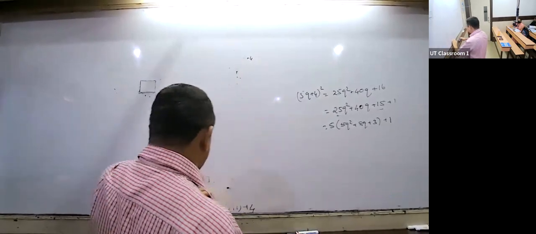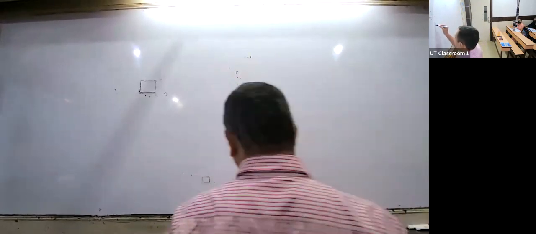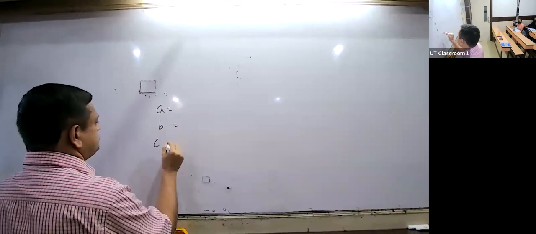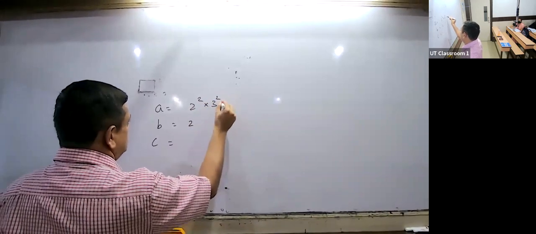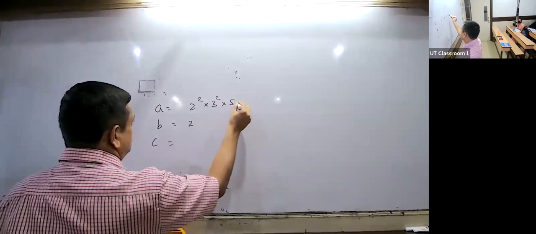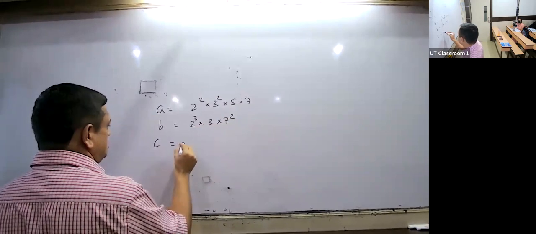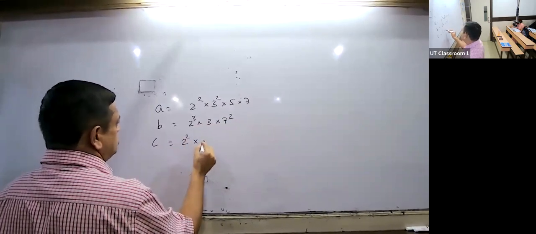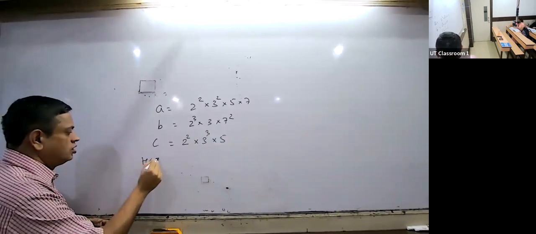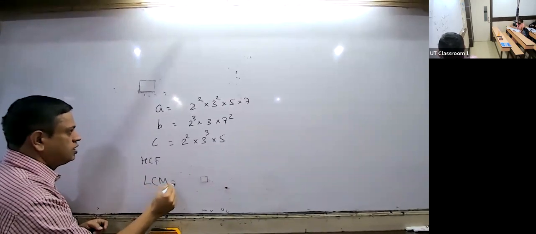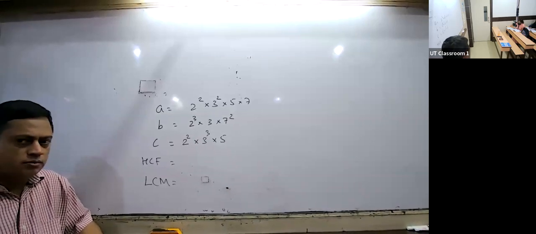Remember, okay. Now, once again, quickly, suppose factorization is given for 2 or 3 numbers, A, B, C. 2 square into 3 cube into 5 into 7, 2 cube into 3 into 7 square, and 2 square into 3 raised to 3 into 5. All of you write what is HCF and LCM. You don't need to multiply and find out. Tell me what is HCF and LCM. Fast, fast. 1 minute only.